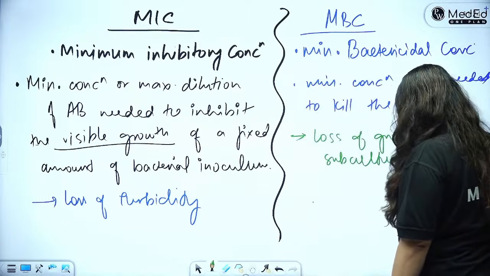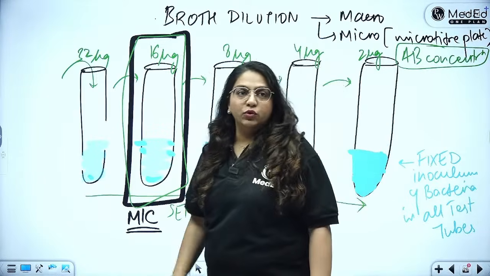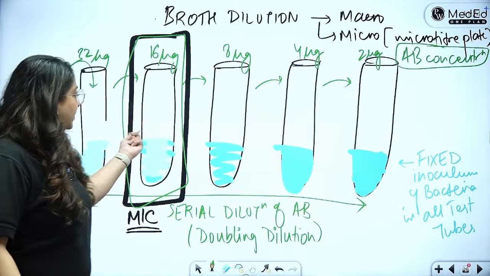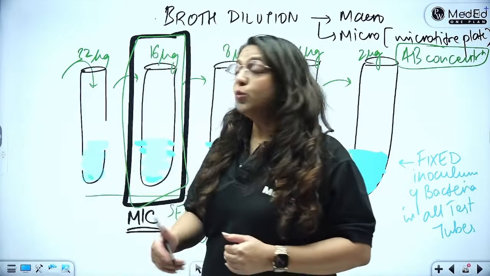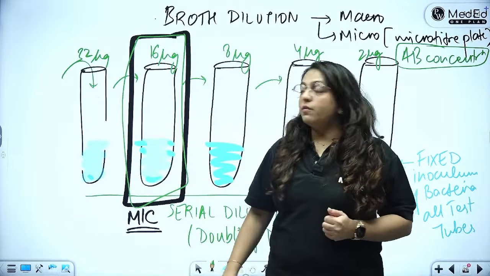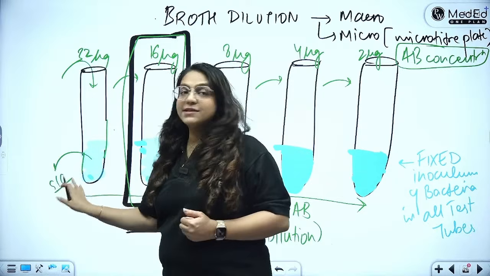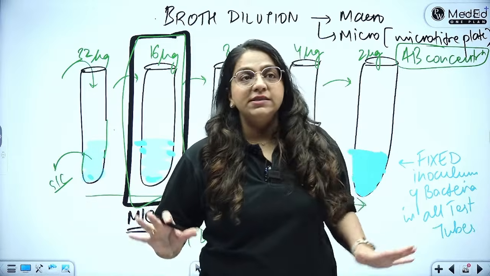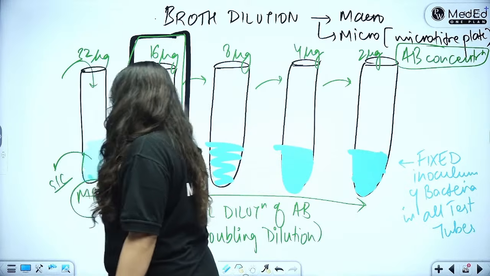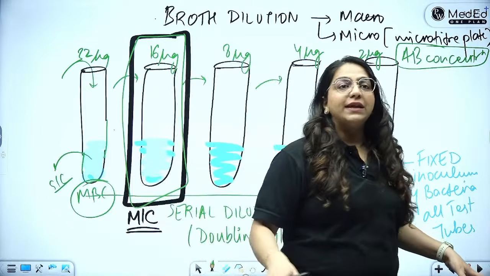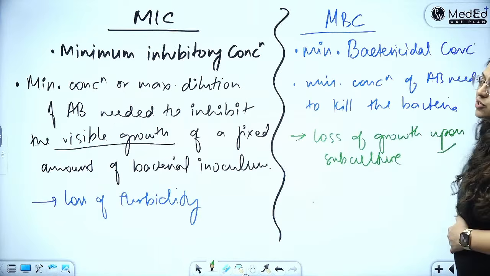So what happened here? In this test tube, at this 16 microgram one, I stopped seeing turbidity. But when I took this broth and plated onto a culture plate, I could still see some bacteria. So then I had to move to the next concentration. Suppose at 32 micrograms, when I finally subcultured from this test tube, I did not see any colonies. So my MIC is 16, but my MBC becomes 32, right? So MBC is absolute killing, wherein there is no single colony even on further subculture from that test tube.